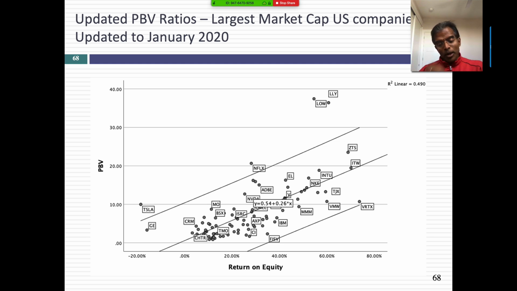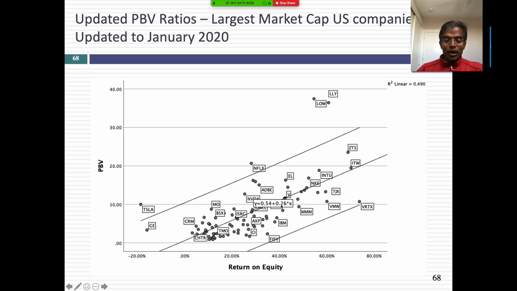So I decided to update this at the start of January 2020. And in fact, the price to book ratios for almost all of these companies have dropped pretty significantly over the last 3 months. But this was the start of the year. I took price to book against return on equity. So every point here is a company. I drew the regression line. There's the regression line. R-squared is not bad, 49%.